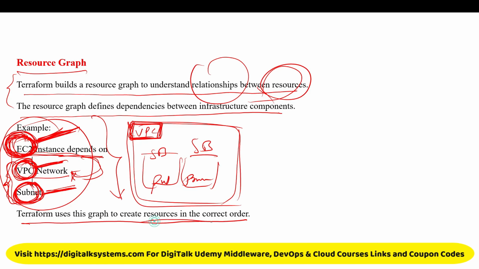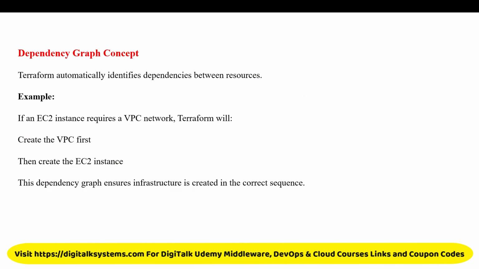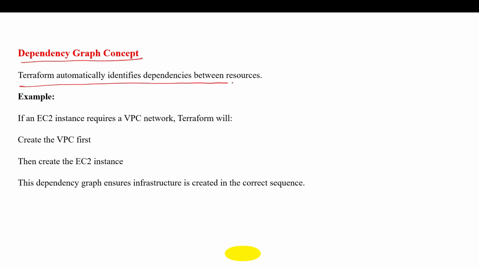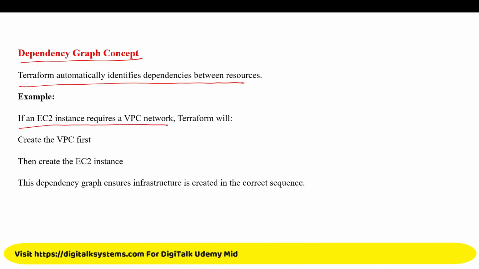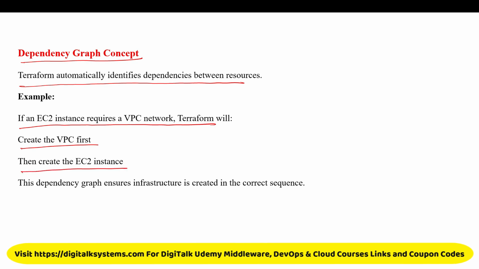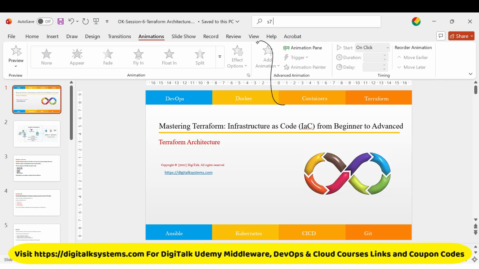To create the resources in the correct order. So that means the dependency graph concept. Terraform automatically identifies dependencies between resources. So if an EC2 instance requires a VPC, Terraform will create the VPC first, then create the EC2 instance. This dependency graph ensures infrastructure is created in the correct sequence.